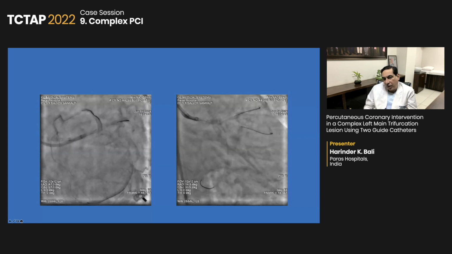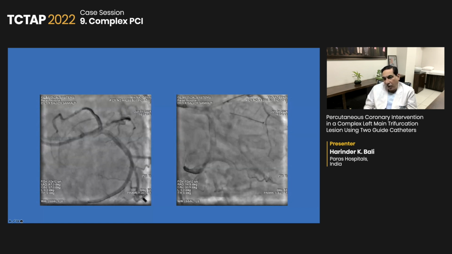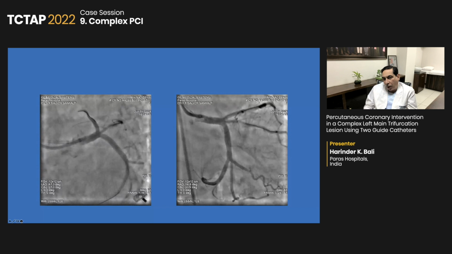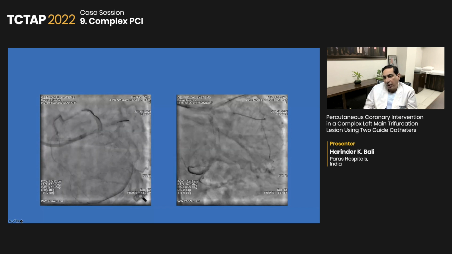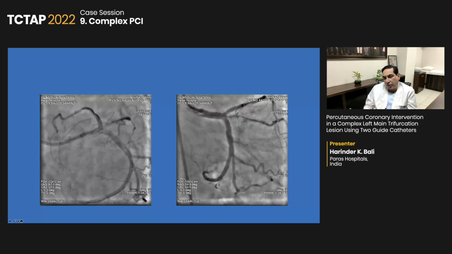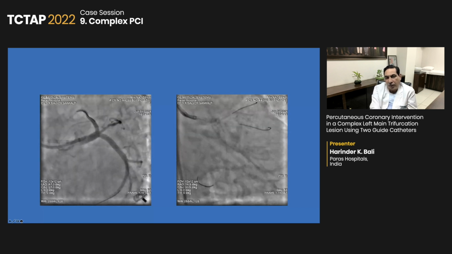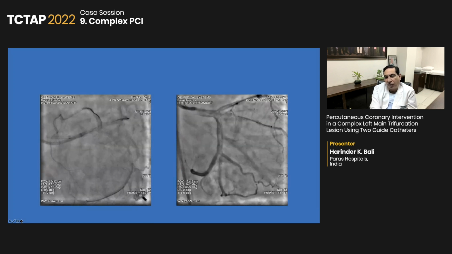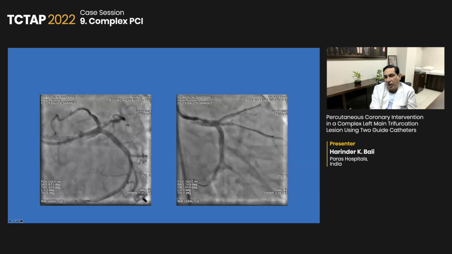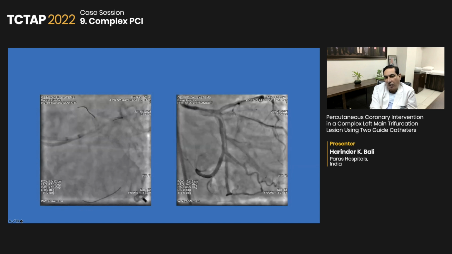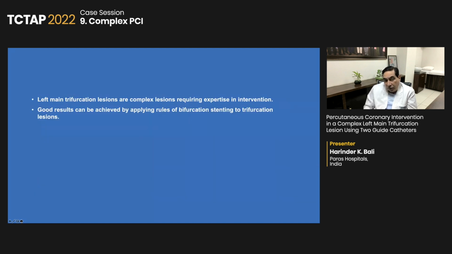So we have a stent in LAD, we have a stent in circumflex to left main, and we ran a POBA of the ramus with a kissing, using a 2 guide catheter technique. Very simple, and that is what I think is the way to go forward in such type of complex trifurcation lesion or left main. So left main trifurcation lesions are complex, requiring expertise and intervention, and good results can be achieved by using trifurcation angioplasty stenting using 2 stents.